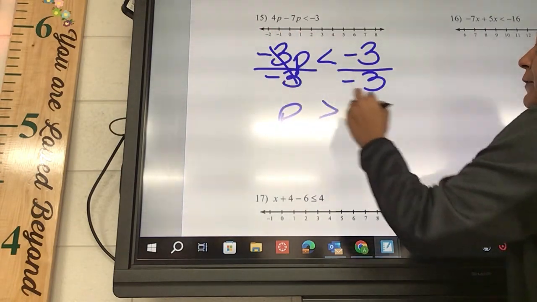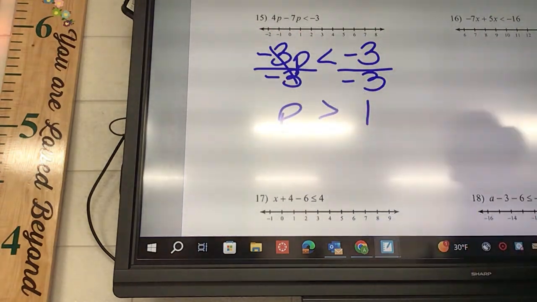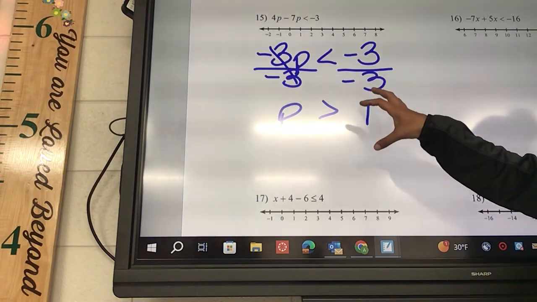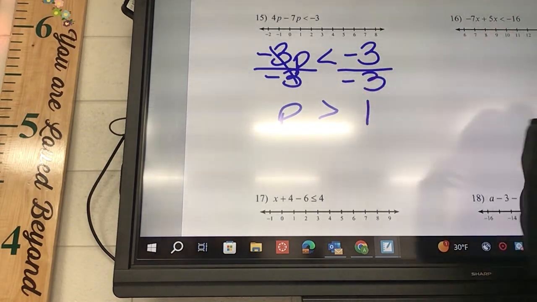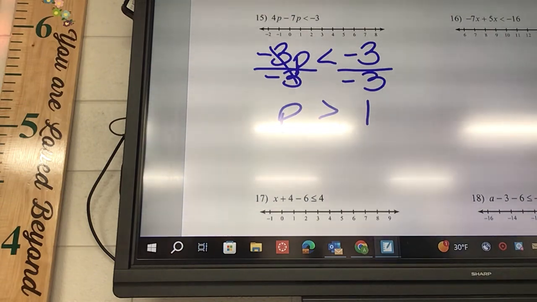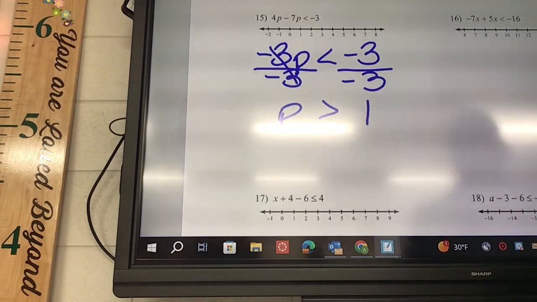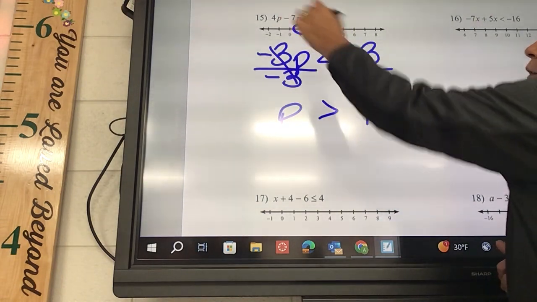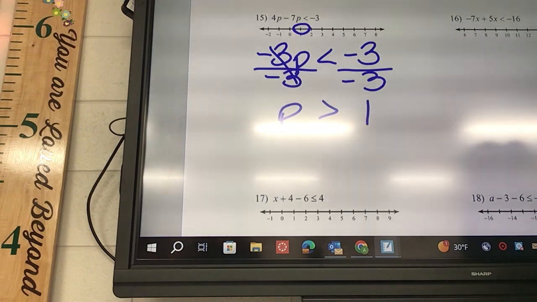Okay, now again, if you forget to flip, it's not the end of the world. Your answer would still be 1, okay? What's gonna happen is your line's gonna be going in the wrong direction. Again, it's not the end of the world, but that is what's gonna happen. Okay, on the 1, is that gonna be open or closed? Open. Okay, it says P is what? Bigger.